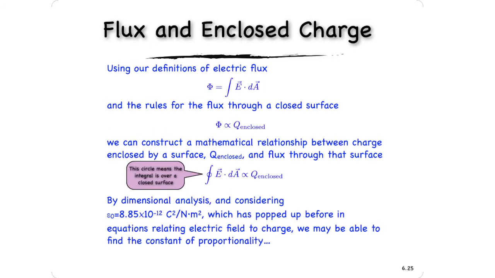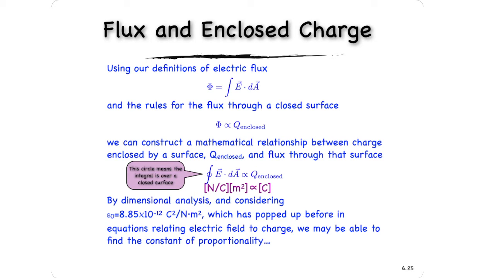So that tells us something about the constant of proportionality. If we put in a constant of proportionality, it has to have units that make this balance. It's going to have units of Newton meter squared per Coulomb squared. We've actually seen a parameter already that has those units. We haven't been dealing a lot with numerical problems, so we haven't really thought about units too much.